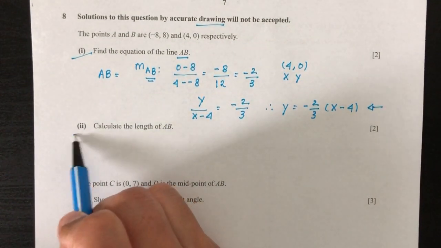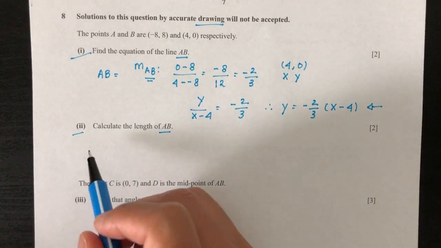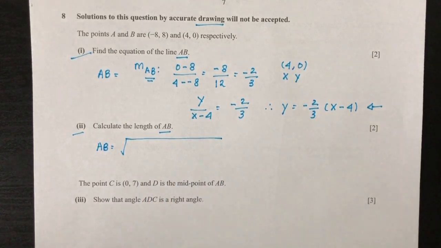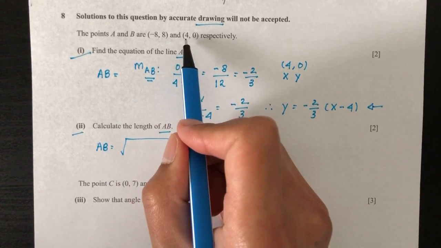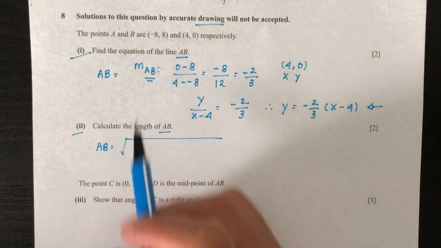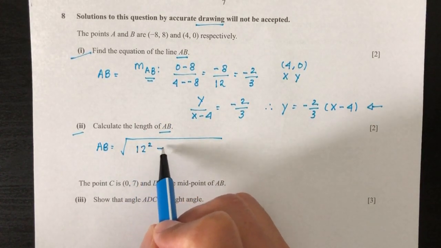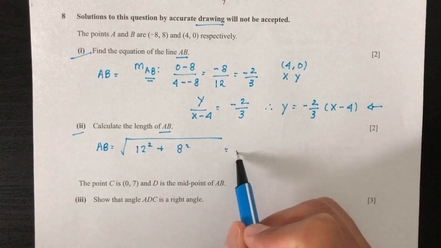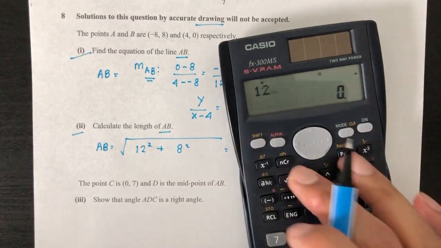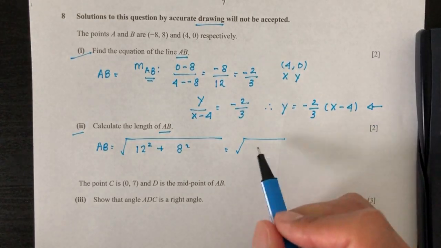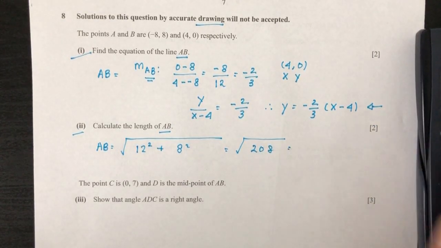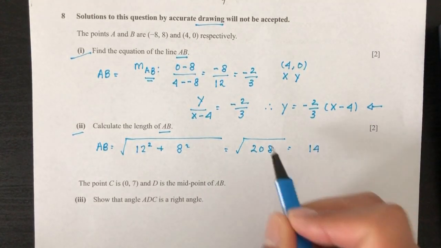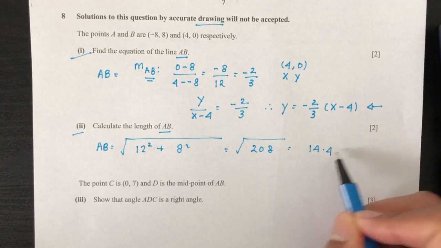Now part 2 is find the length of the line AB. So to find length you have to use your formula. So that will be square root of, you have to use those 2 points. So first one is x2 minus x1, that will be 12 square, plus y2 minus y1, that will be 8 square. So 12 square plus 8 square, that will be root of 208. That will be 14.4. So you can write 14.4, you can leave your answer just like that, and that should be enough as well.